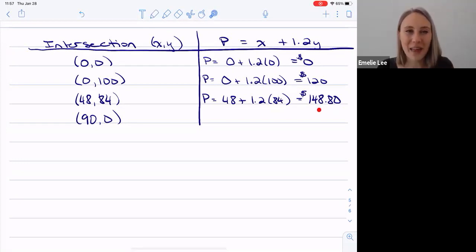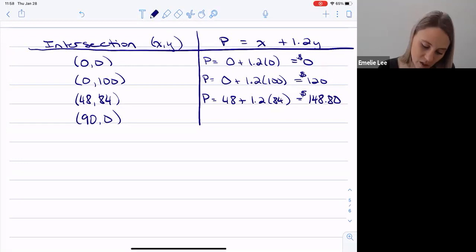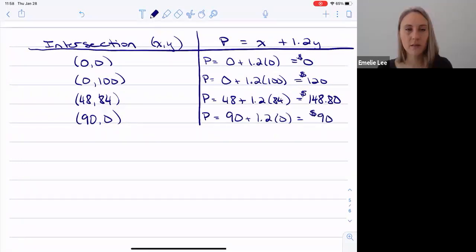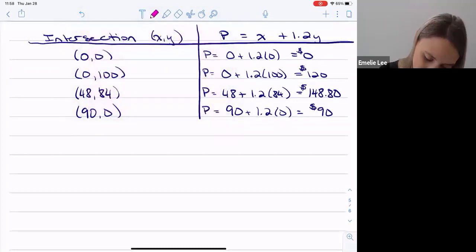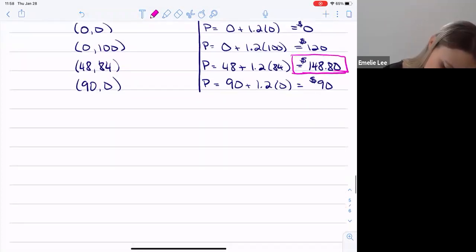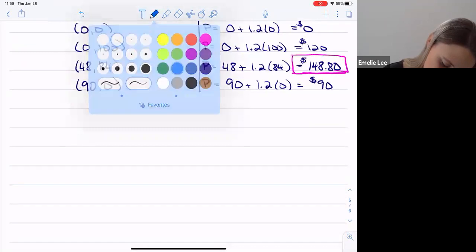So far, that's my maximized profit, right? That's the largest one of these three. That's the one I want. Okay, but let's just do the last one just to make sure. P is 90 plus 1.2 times 0, which is going to be $90. All right. So what we found is that this guy here, that's our maximized profit.